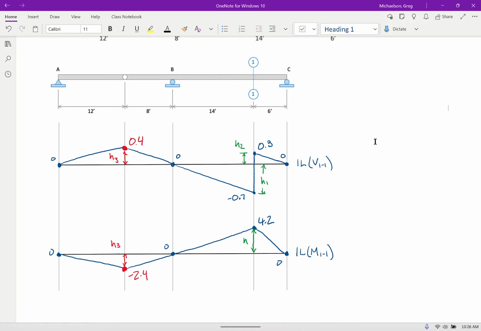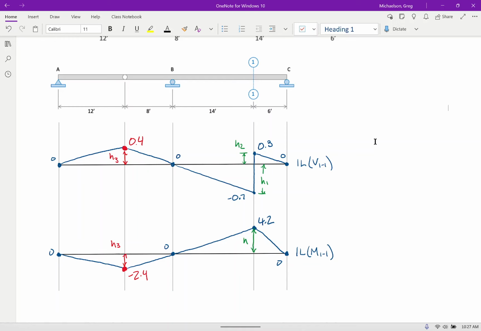Okay? And so what I want to know is for this section, what is the shear, what is the moment at this section? And then for each of these, I want to know what is the positive shear, what is the negative shear. So in other words, what is the worst case response out of all of these? Does that make sense? Everybody okay with this?